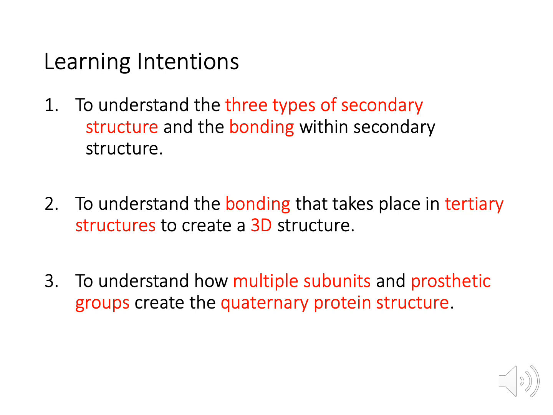Okay, so we've looked at the first learning intention, to understand the three types of secondary structure and the bonding within secondary structure. We're now going to look at number 2, to understand the bonding that takes place in tertiary structures to create a 3D structure.